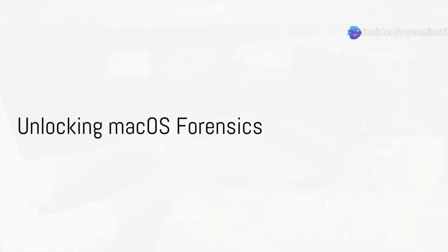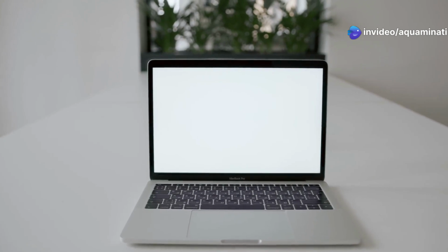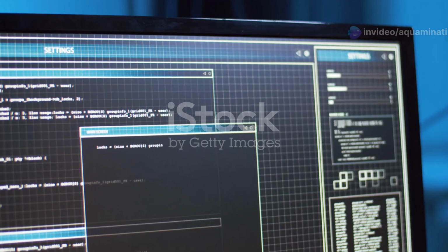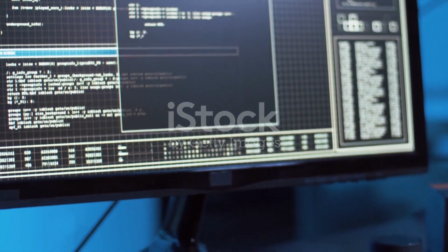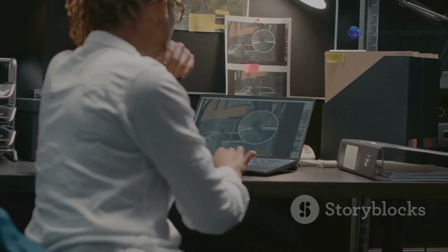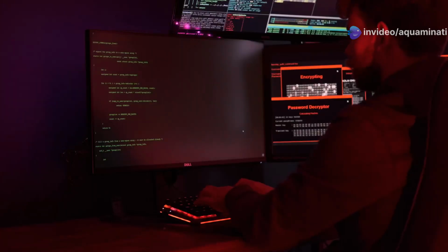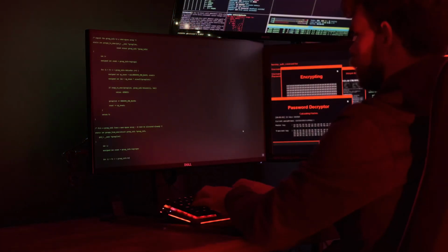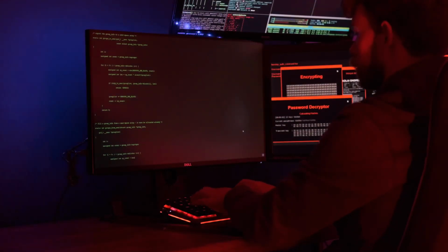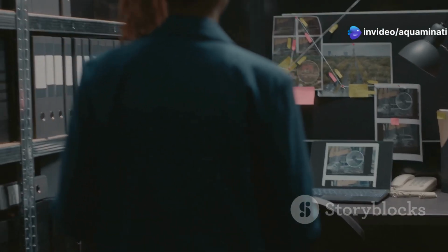Unlocking macOS Forensics, a deep dive into digital investigations. Apple's macOS, known for its sleek design and user-friendliness. But beneath that shiny surface lies a complex operating system with its own quirks, especially when it comes to digital forensics. You see, when we talk about digital forensics, we're talking about uncovering the secrets that devices hold. Think of it like detective work, but instead of fingerprints and footprints, we're dealing with ones and zeros, hidden files, and deleted data. Today, we're diving deep into the world of macOS forensics.